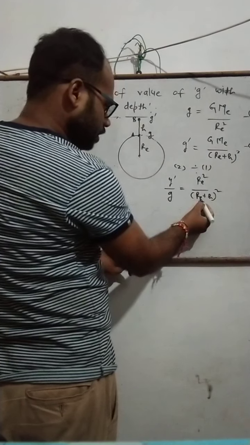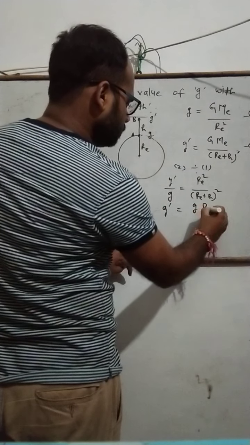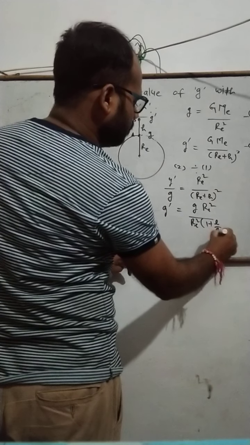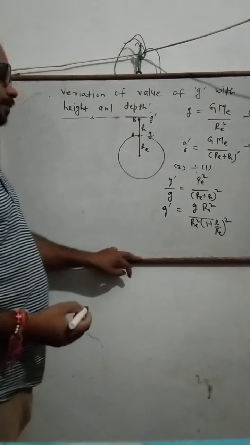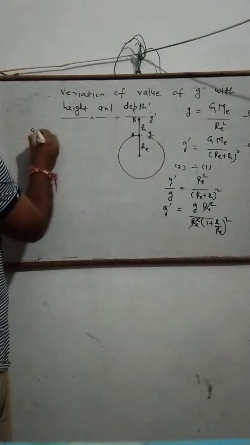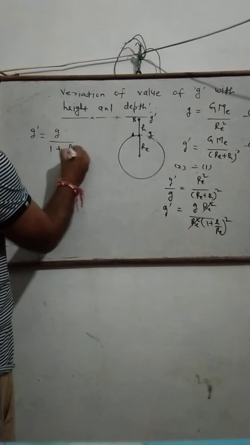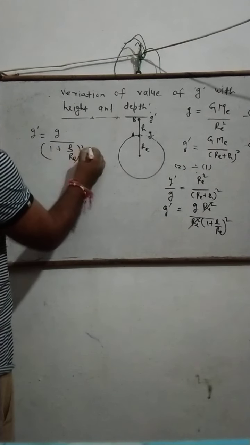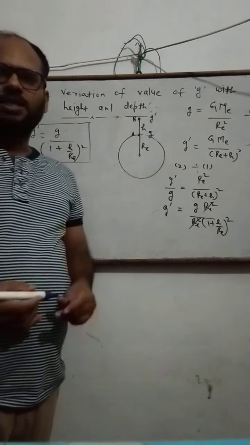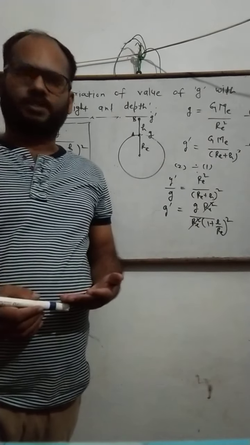Now take Re outside the bracket and you will get g Re square by Re square into (1 plus h upon Re) the whole square. Here Re square will be cancelled out. So g dash will be equal to g by (1 plus h by Re) the whole square. So this will be the formula of gravitational acceleration as we move upwards from the surface of Earth.